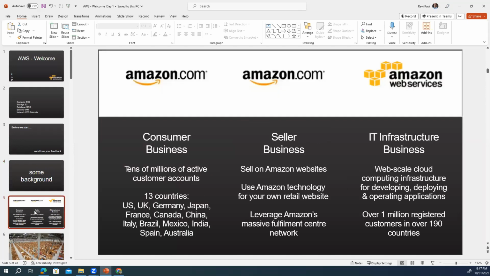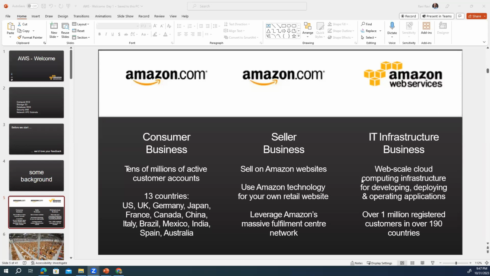Okay, so earlier we had something like Amazon.com, and then you have Amazon Web Services. Earlier it was a consumer business. Now our life goes with Amazon, right? We not only purchase something, we also sell on Amazon websites, you can do that here. And on top of that, it has now become an infrastructure business.